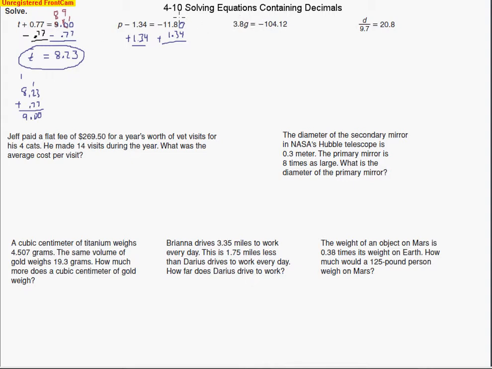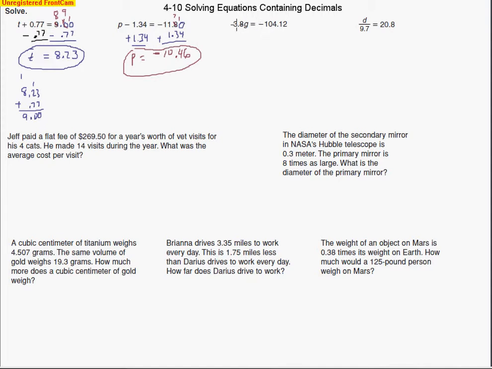And so I'm going to end up having to borrow from the 8, change it to a 7. Start doing the subtraction. I'm left with a 6, a 4, bring the decimal down, and then 10. So the answer is negative 10 and 46 hundredths because I have more negatives than I have positives. So that's what P equals. So I'll take a look at the next one.